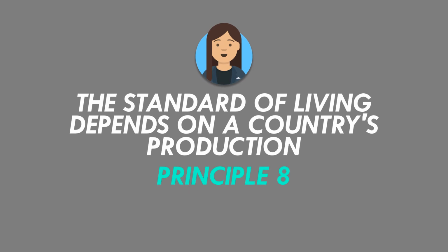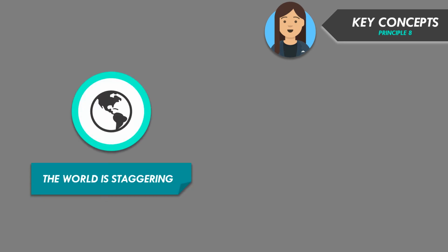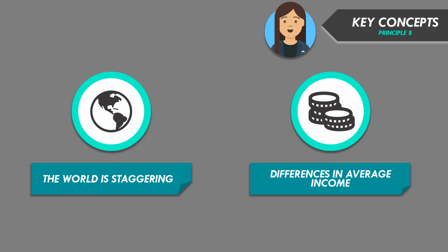Hello, everyone. Moving on to the next principle of economics: the standard of living depends on a country's production. The first key concept is that differences in living standards around the world are staggering. Second, differences in the average income in each country are reflected in various measures of quality of life. An example is that countries with high income are more developed, and their citizens have more TV sets, more cars, better nutrition and healthcare, and a longer life expectancy compared with countries with low income.